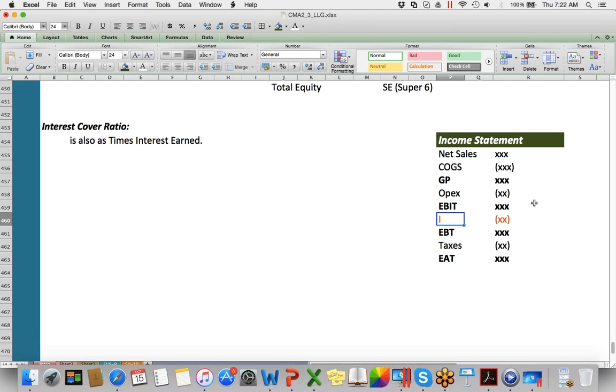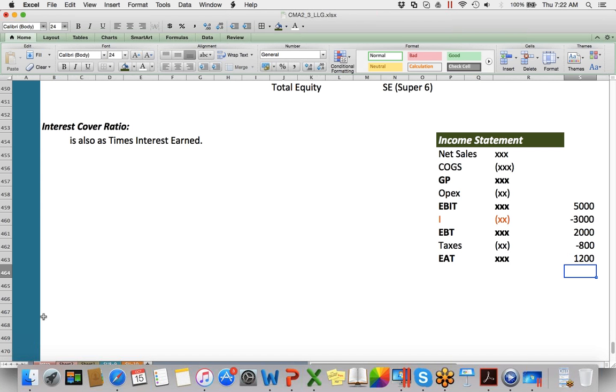Say for example, we have an EBIT of 5 million, and we are paying an interest of say 3 million. What is EBT? 2 million. And you are paying a tax of 40%. So 40% of 2 million is 800,000, and you are getting home only 1.2 million.